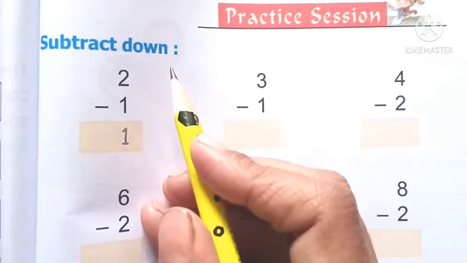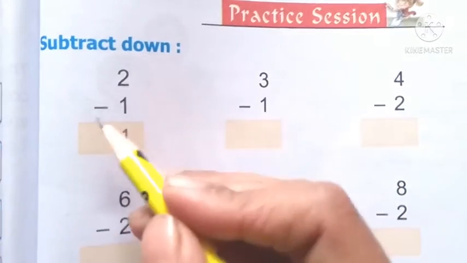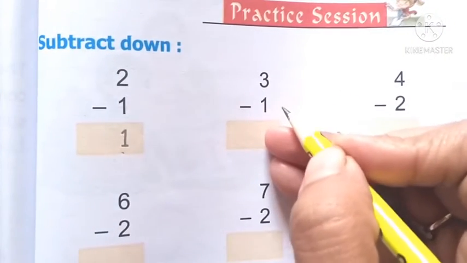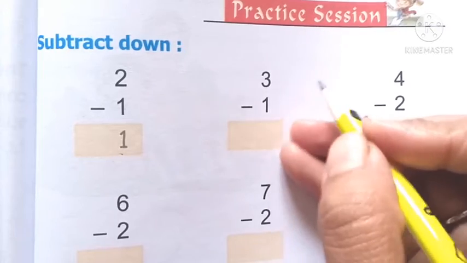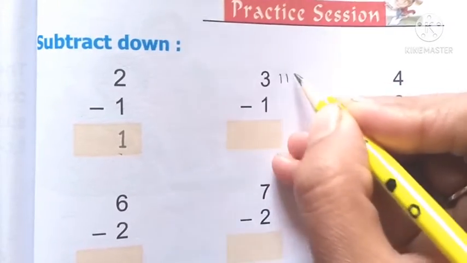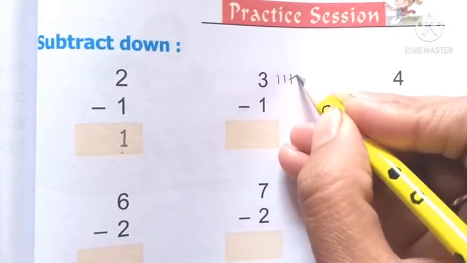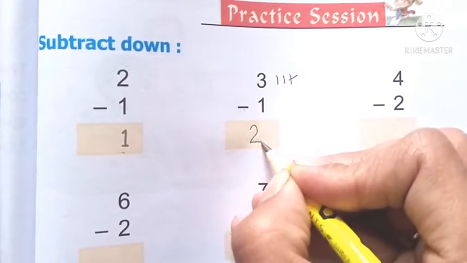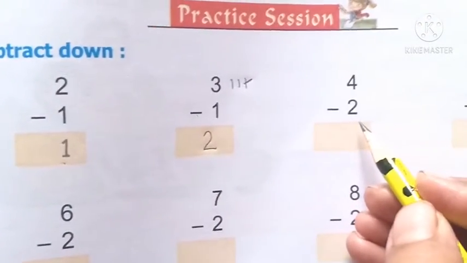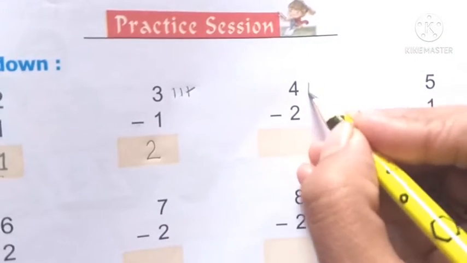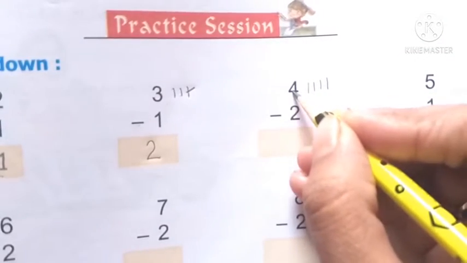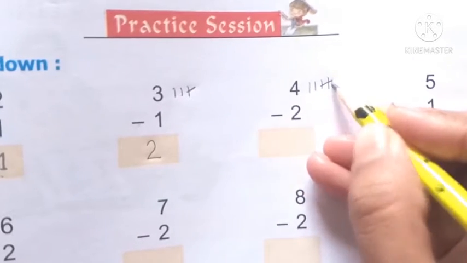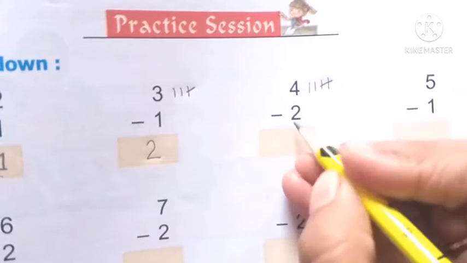Subtract down. 2 minus 1 is equal to 1. With the help of lines, we will solve it. 3 lines, minus 1, we will cut 1 line. How many are left? 2. 4 minus 2. 4 is here. We will draw 4 lines and we will cut 2 lines. 2 lines are left.